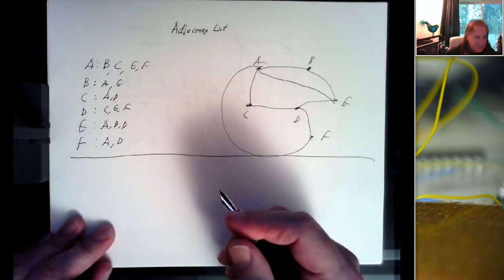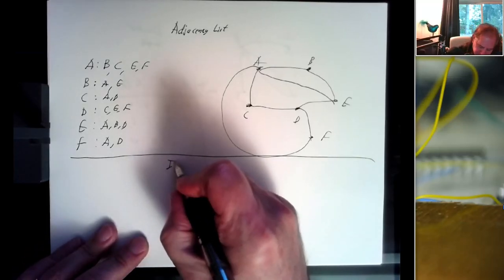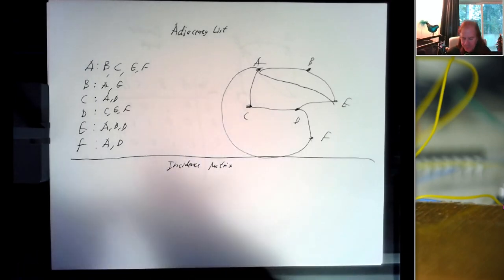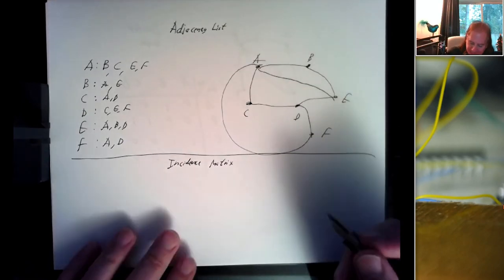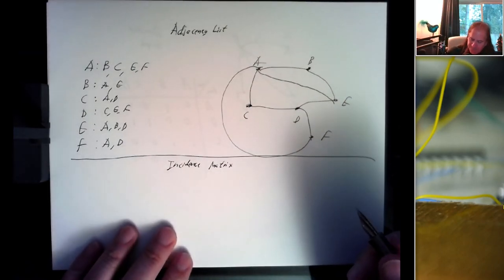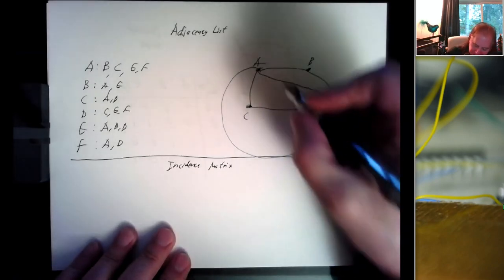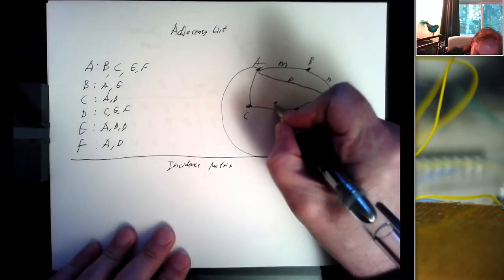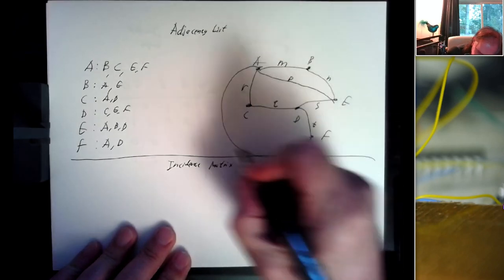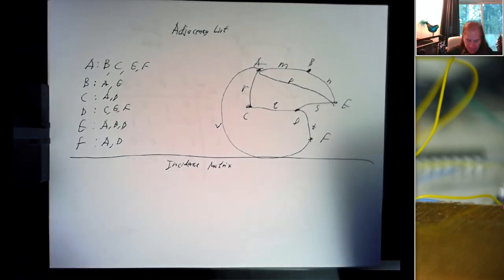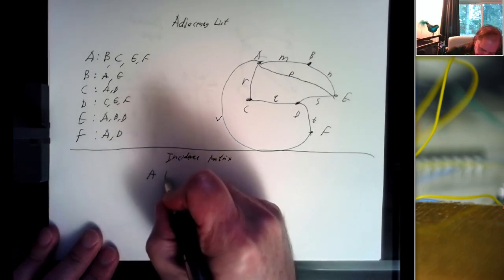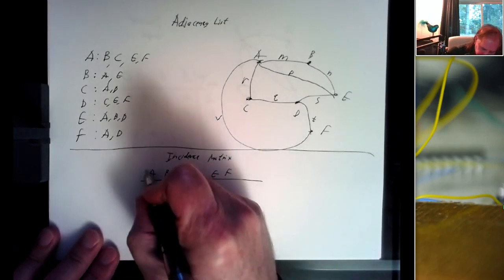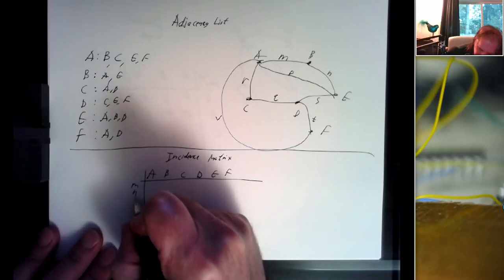All right, one other way to code information is called an incidence matrix. In an incidence matrix, we label the edges. So let me use lowercase letters for our edges. So let me call these M, N, P, Q, R, S, T, and V. And so in our incidence matrix, we have one dimension where we store our vertices, and another dimension where we store our edges. I should have made them sequential.